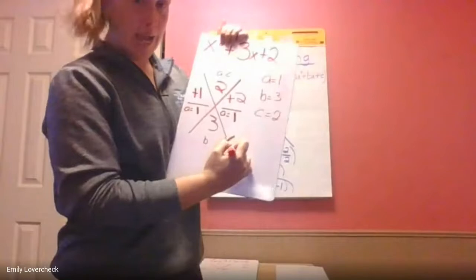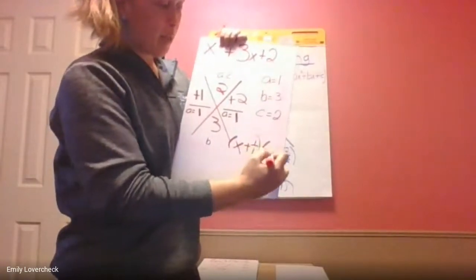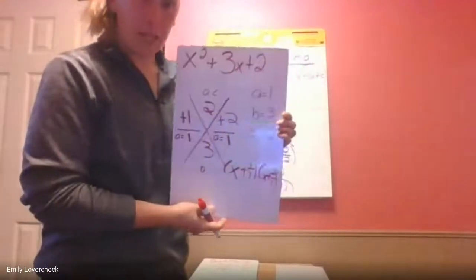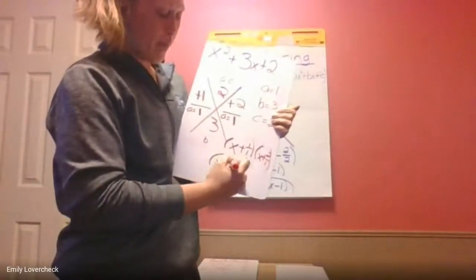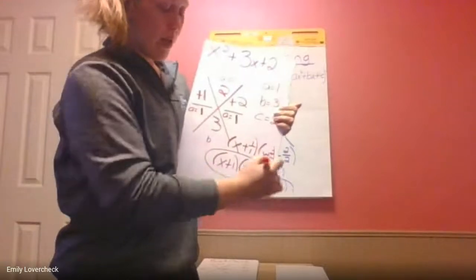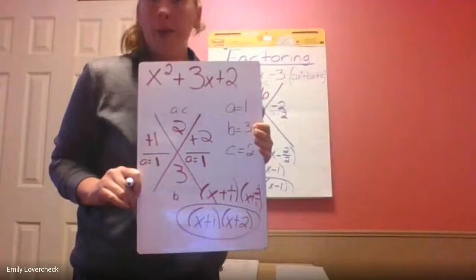So I'm going to write those down here on the board. And so I get x plus 1/1 and x plus 2/1. And then I'm going to take those and simplify them down. And I end up with x plus 1, x plus 2. And I'm done.